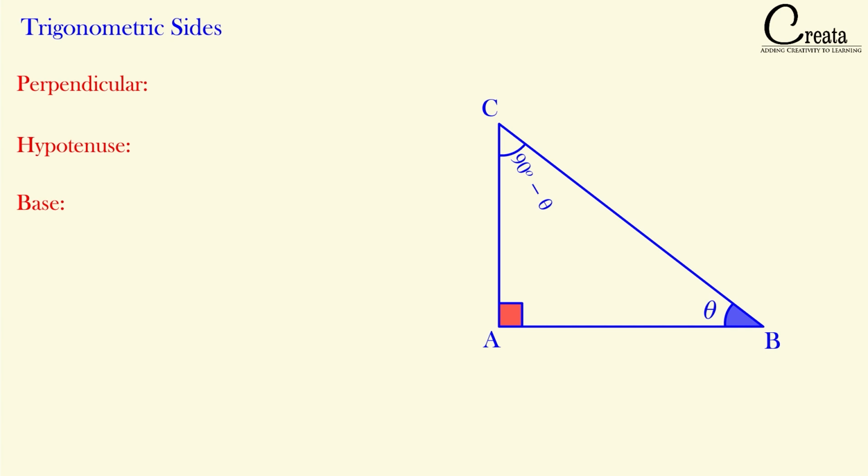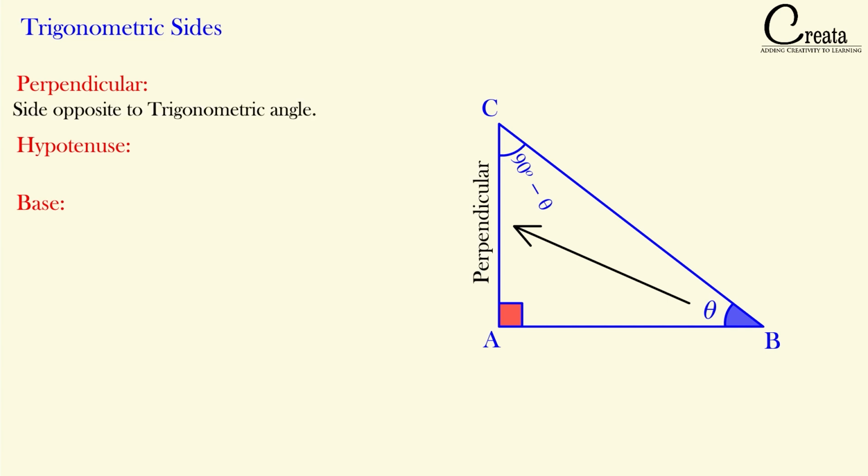Which is perpendicular, which is hypotenuse and which is base? Let's see. The side which is opposite to our trigonometric angle is called the perpendicular. Here we have assumed the angle B as the trigonometric angle, that is angle theta. So the side AC which is opposite to our angle theta, the trigonometric angle, will be the perpendicular. So the side AC is the perpendicular. Got it? This is the first side.